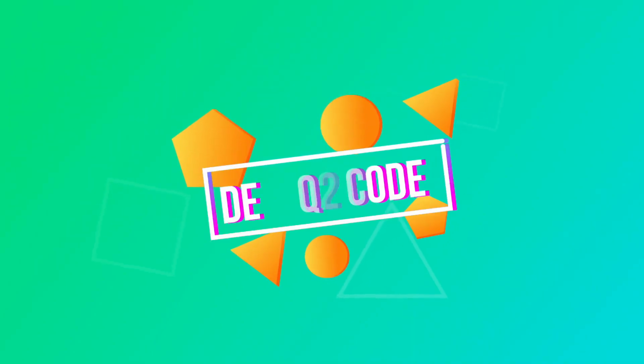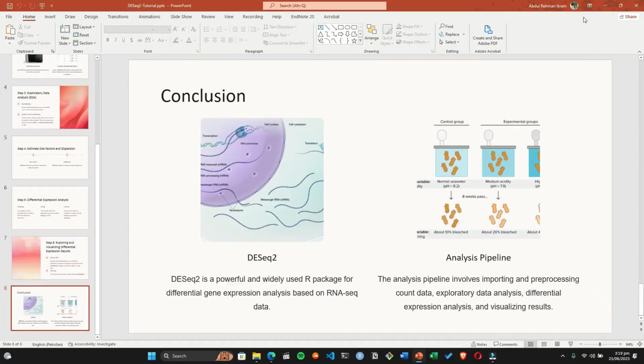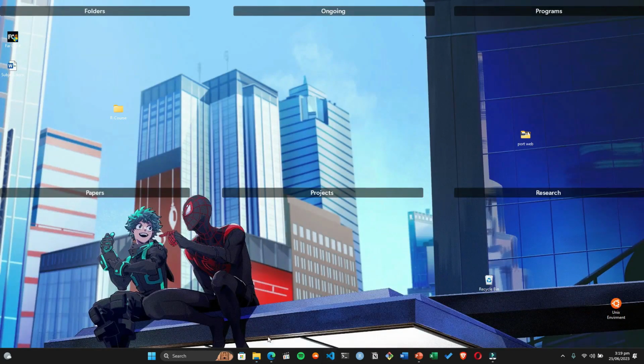Now let's revise and conclude our last lecture of DESeq2. DESeq2 is a powerful and widely used R package for differential gene expression analysis based on our RNA sequencing data. The analysis pipeline that I'm going to show you, we can use to import and pre-process the count data, then explore the data, and using differential expression we can visualize the result. So let's move on to that.